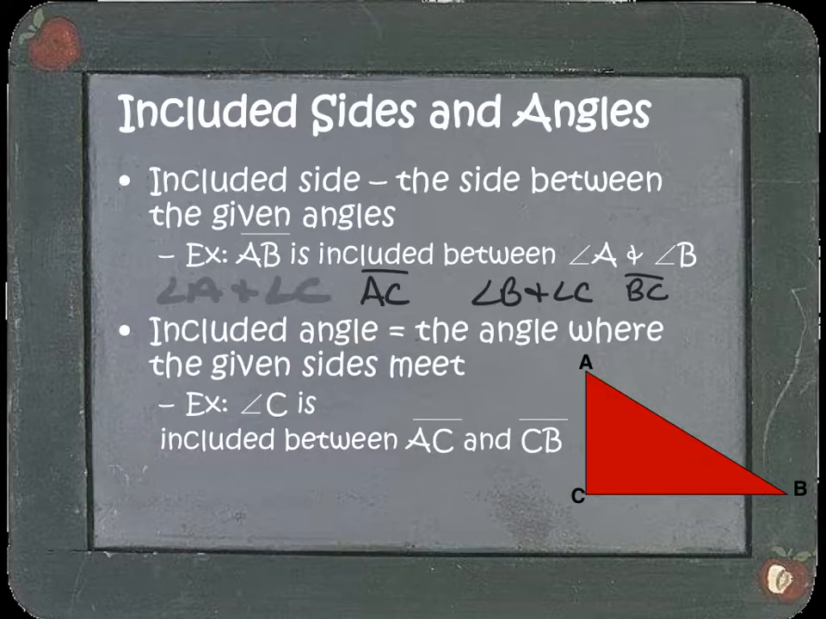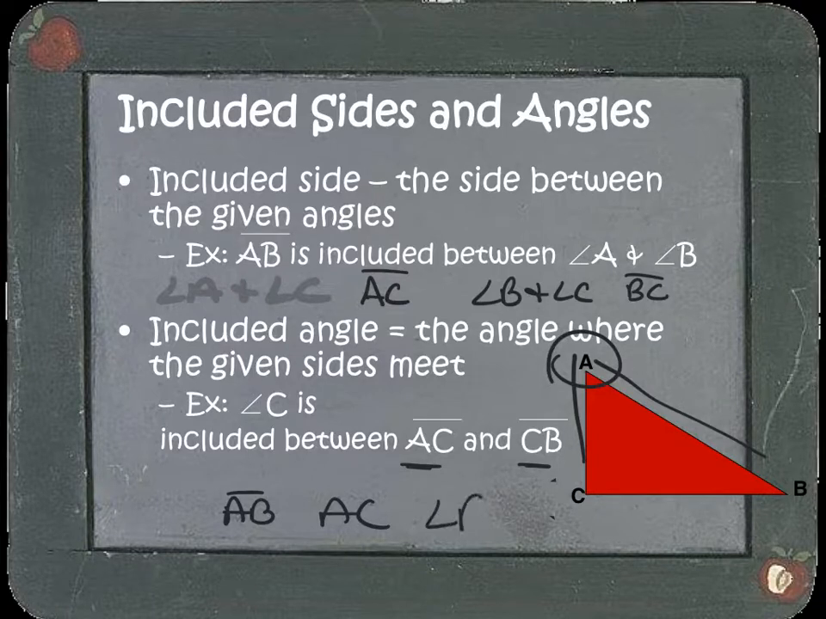So if I said, what is the included angle between sides AC and CB? Here's AC, here's CB. So it's really the angle that the 2 sides create. So if I said, what is the included angle using sides AB and AC? So here we go. It's the angle they create, so it would be angle A.